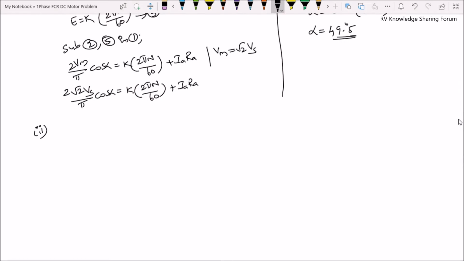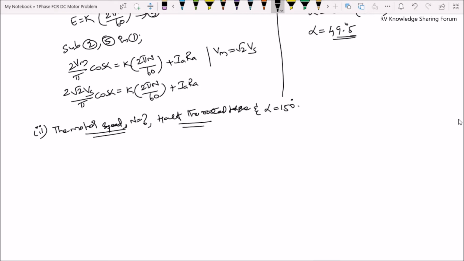So what we have to find in our second one is the speed, right? The motor speed n. Okay, the conditions are: the torque is half the rated motor torque, and firing angle alpha is equal to 150 degrees. Okay, so under this condition we have to find out the value of the speed.